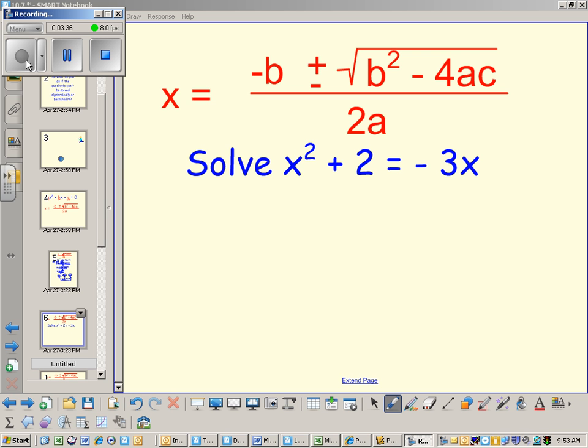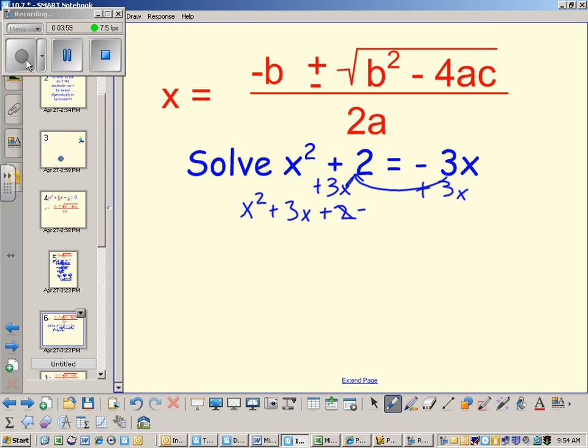So in our next problem, we've got x squared plus 2 equals negative 3x. So the very first thing that we have to do is get this negative 3x over to the other side. So we move that by adding 3x to both sides. So we end up with x squared plus 3x plus 2 equals 0. So then again, what we want to do next is identify our a, b, and c.